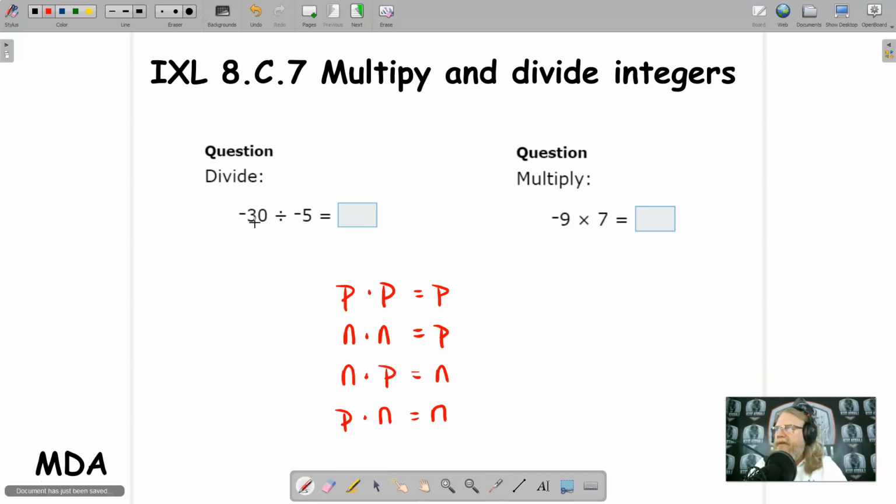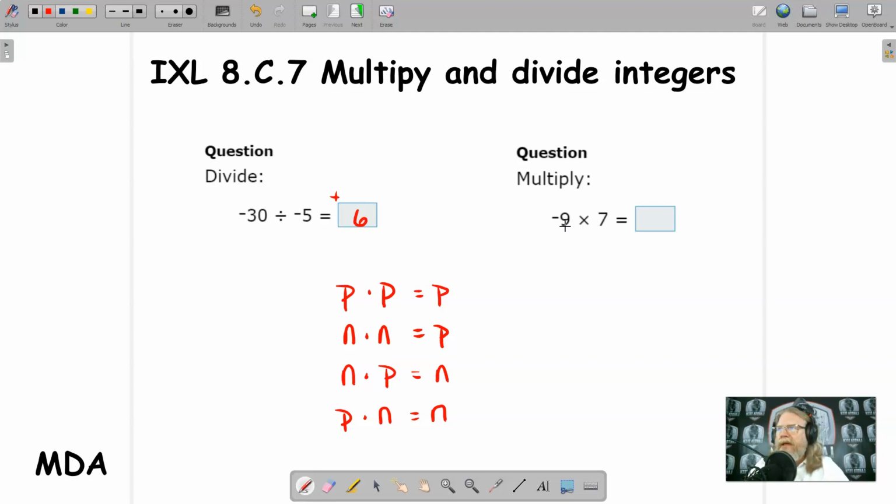So we have negative 30 divided by negative 5. So it's negative divided by negative, so the answer is going to be positive. I'm just going to put a plus sign. We don't have to enter the plus whenever we type it in. I'm just putting it there as a reminder. Now I'm going to deal with 30 divided by 5. Well, I know that 6 times 5 is 30, so therefore 30 divided by 5 must be 6.